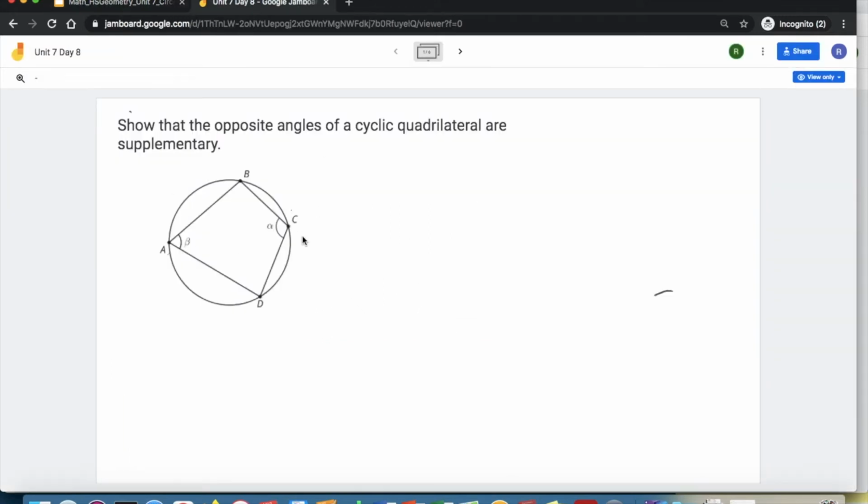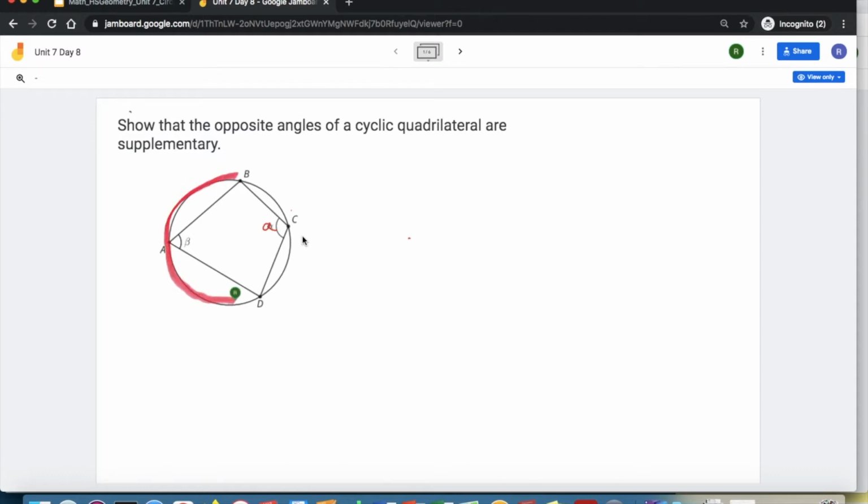So for the first question here, we're asked to show that the opposite angles of a cyclic quadrilateral are supplementary. So let's take a look at the two angles we have. We have angle alpha and angle beta. I'm going to write alpha in red here, and I'm going to show the arc that alpha intercepts in red as well.